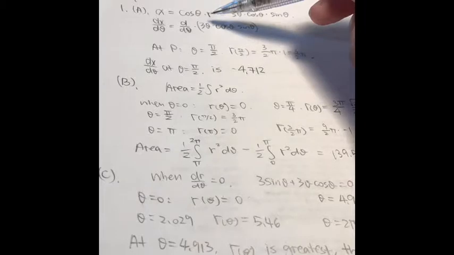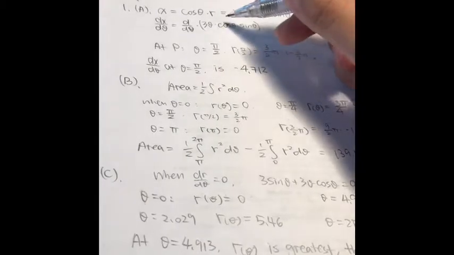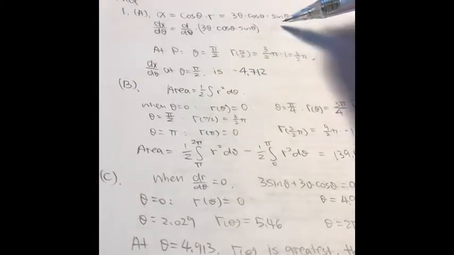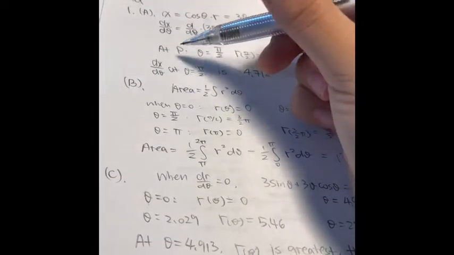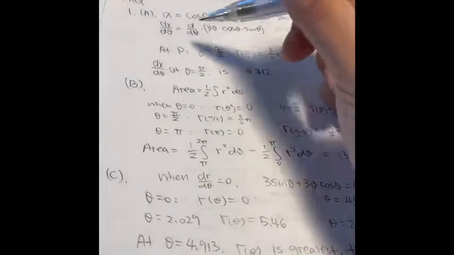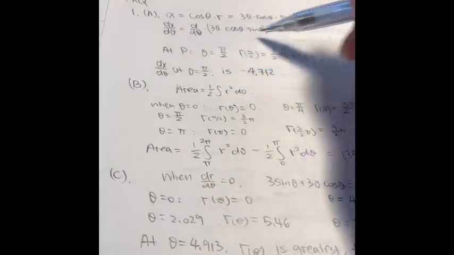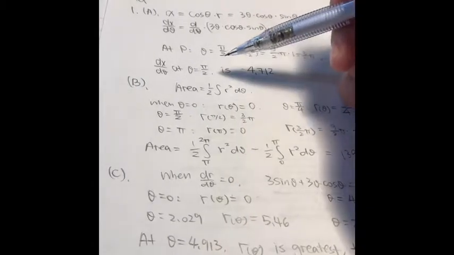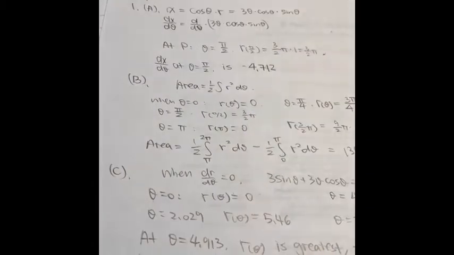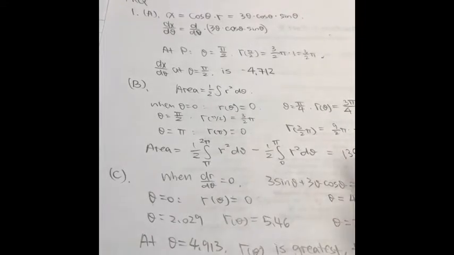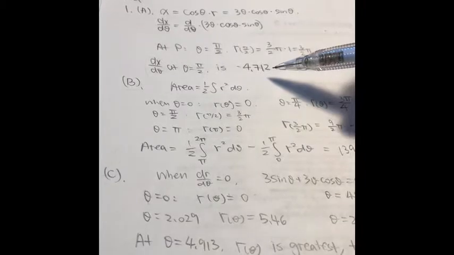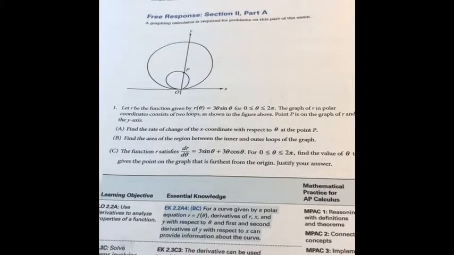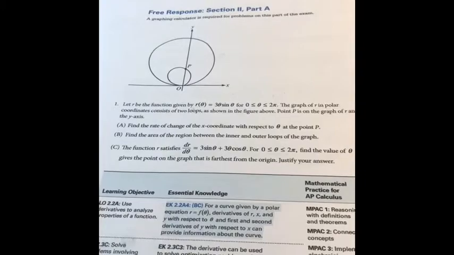And we know x is equal to cosine theta times r. And when we plug the r equation in, we get 3 theta times cosine theta times sine theta. So dx d theta is the derivative of this equation at theta equals pi over 2. And when we plug it into the calculator, we get the value negative 4.712.